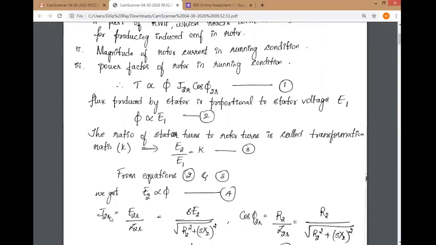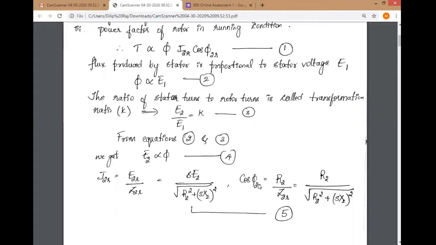Now the rotor current under running condition, I2R, is given by E2R by Z2R, which is nothing but S times E2 divided by Z2R, where Z2R is square root of R2 square plus S X2 whole square. And this power factor cos phi 2R is given by R2 by Z2R, which is nothing but R2 by square root of R2 square plus S X2 whole square. How we get these equations or relations is already discussed in the other video, where the topic is the effect of slip on rotor parameters. So if you want to know more about these equations, you can look for that video.